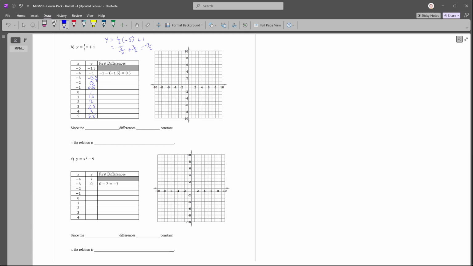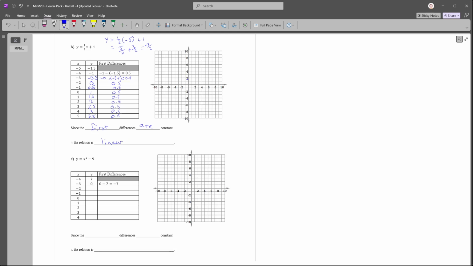Now when we do the subtraction here, we're going to take this y value and subtract the one before. So we have -0.5, subtract -1. That's going to give us a value of 0.5. And in fact, if we keep going this whole route, we're going to get 0.5 for every single value. Pause the video and try and fill it out yourself to make sure that you're actually getting those values. Do the math, get the practice. And again, we can see that our first differences are the same. So since the first differences are constant, we can say the relation is linear.